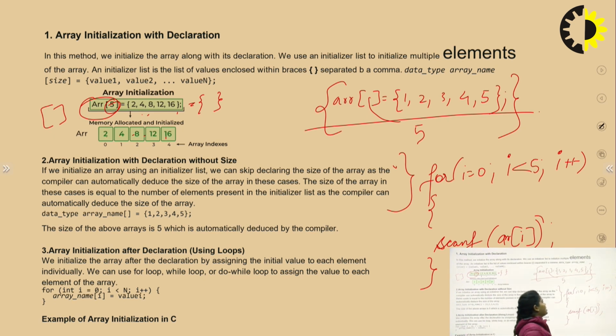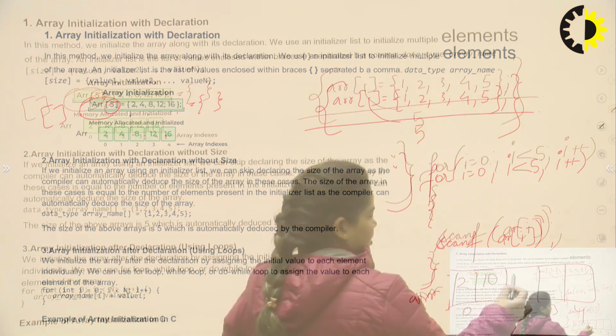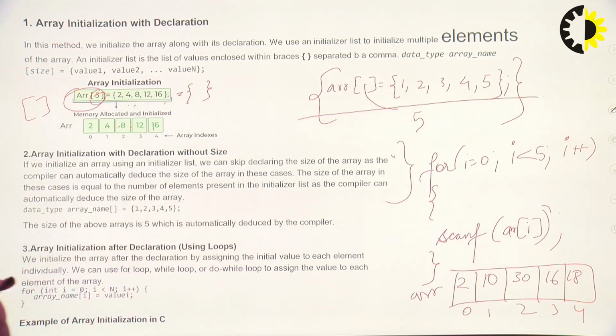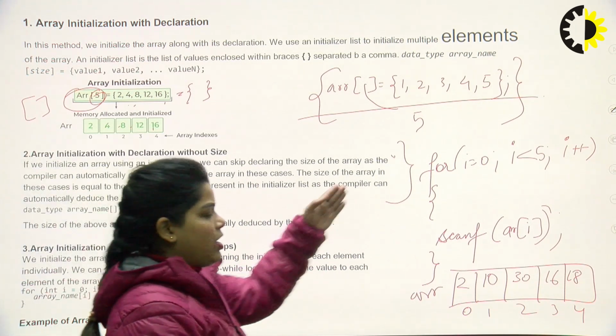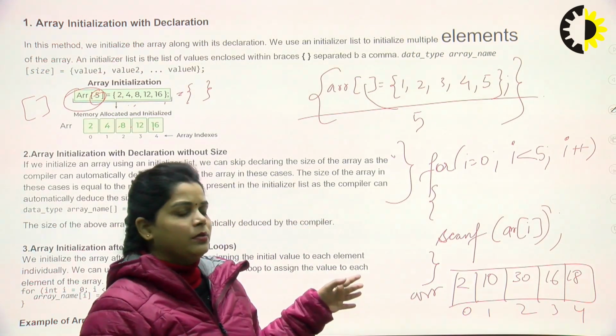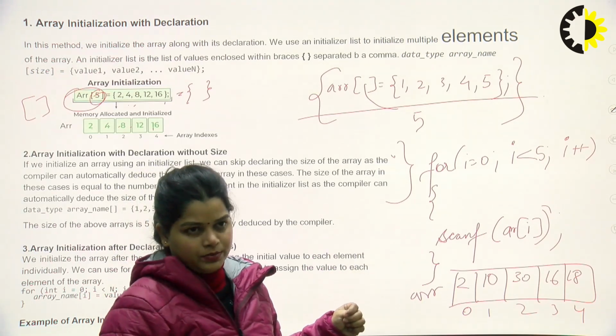So if you run the loop from 0 to 5, and accordingly fill the array of i elements, an array of 5 elements will be created, indices 0, 1, 2, 3, 4. Whenever i is 0, whatever the user wants to put, let's say 2, then 10, 30, whatever the user wants, and then 80. This is how we initialize the elements with the help of the user or with the help of a loop.